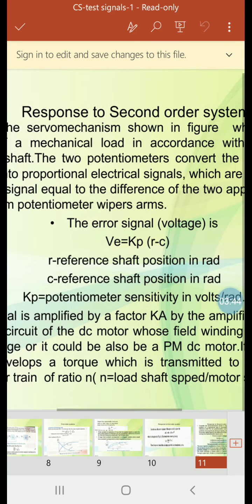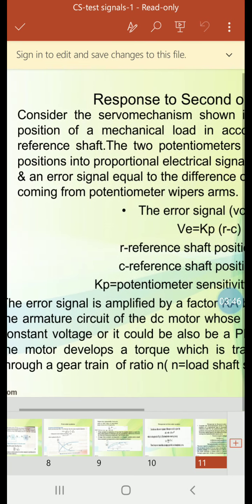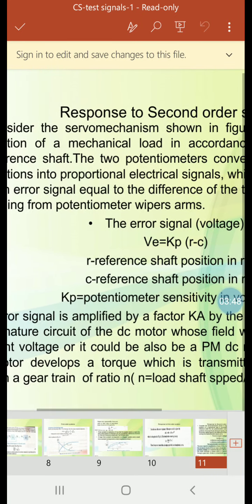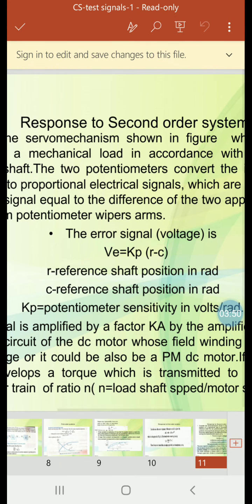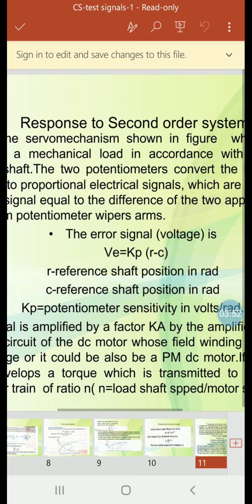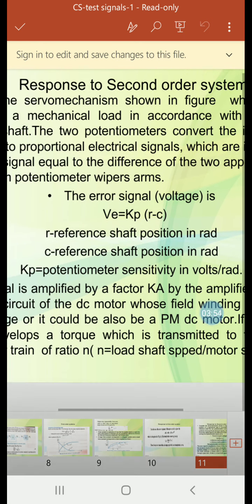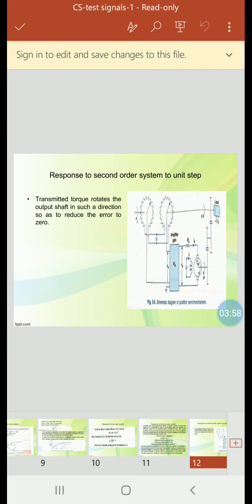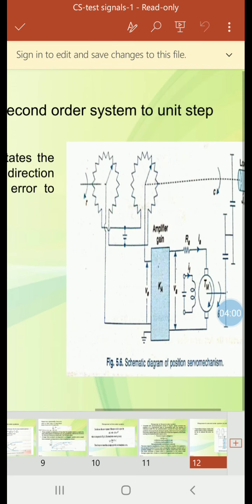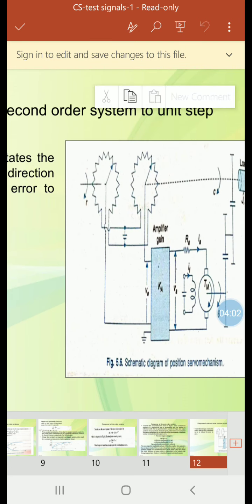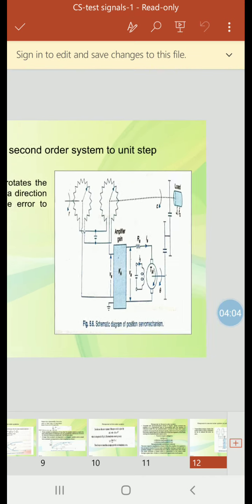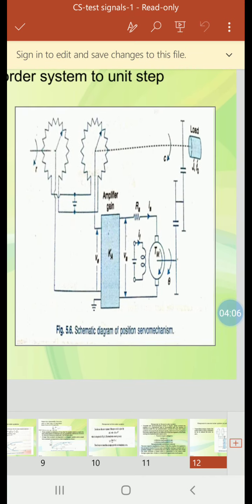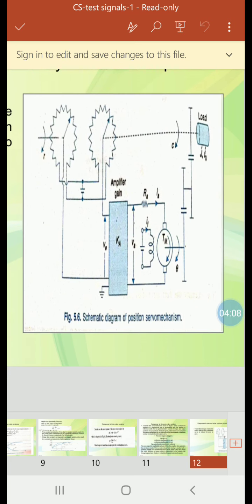Now we'll see the response of a second order system. We'll take a particular system, the servo mechanism. What is this servo mechanism? It has been shown in this diagram. You can see this is a schematic diagram of a position servo mechanism.